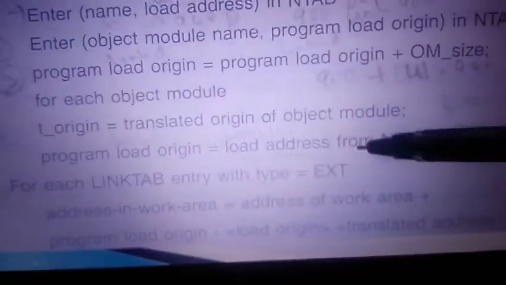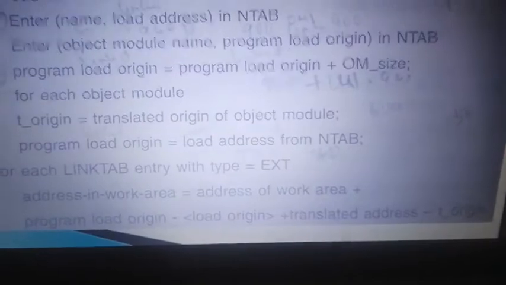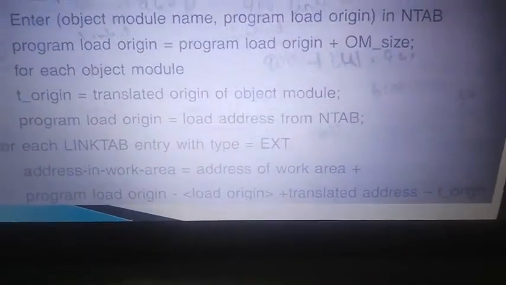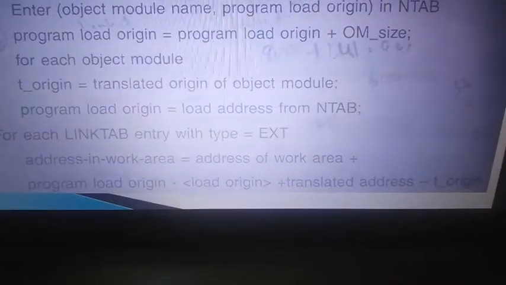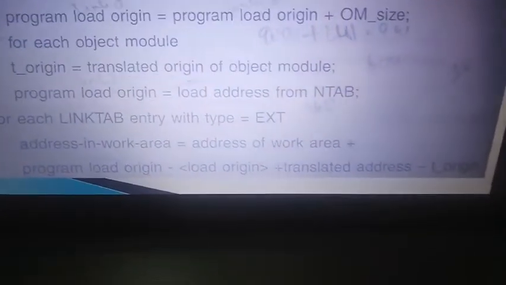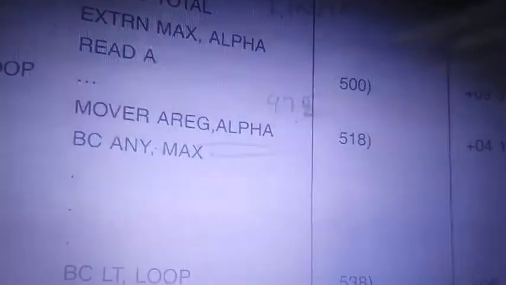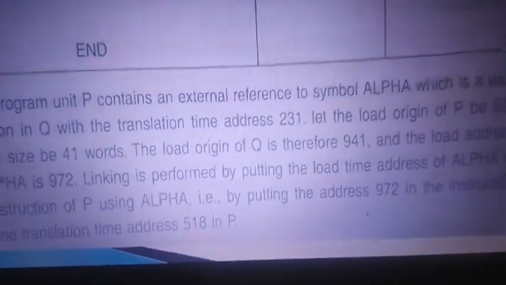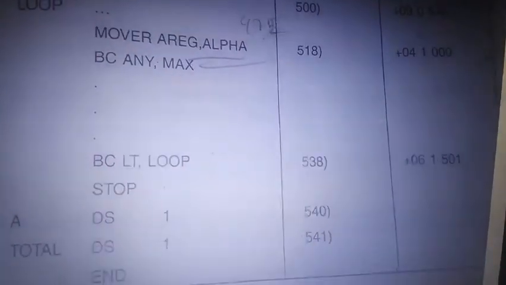So whenever there is an EXT, we know that EXT is not known to the assembler. You need to go with the linker to get the value of an EXT. That is what an external variable is. So here it is telling: work area plus load origin minus translated origin. First we will get the work area. The work area for the external, alpha, is 900, where you are loading. Work area is 900. Clear?